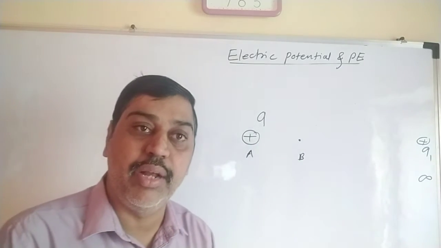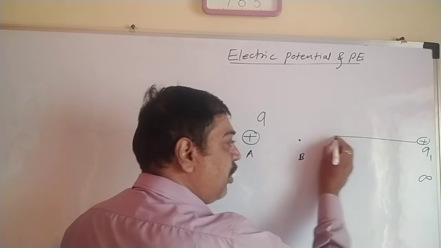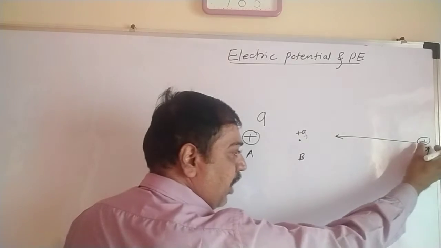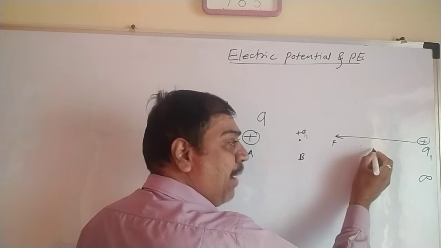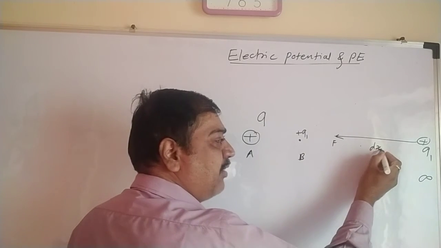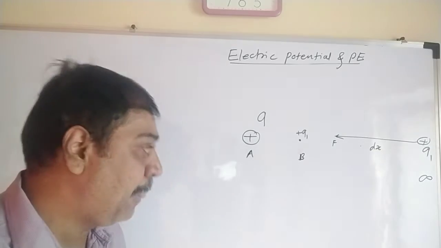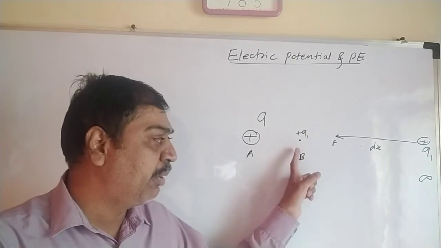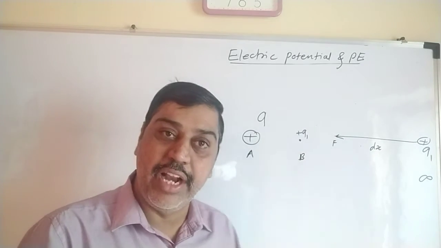That will constitute the work done to move q1. So I have to hold it and move it to the point B. So charge plus q1 comes here. Some force is required, and some displacement is required, suppose dx, and force into displacement constitutes the work done. That work done to move the charge q1 from infinity to the given point B is nothing but an increase in potential energy in electrostatics.